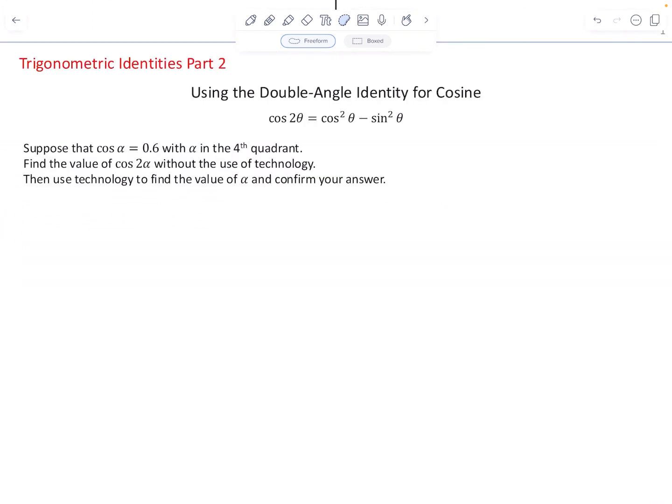Using the double angle identity for cosine. Suppose that cosine alpha equals 0.6 with alpha in the fourth quadrant. Find the value of cosine 2 alpha without the use of technology, then use technology to find the value of alpha and confirm your answer.